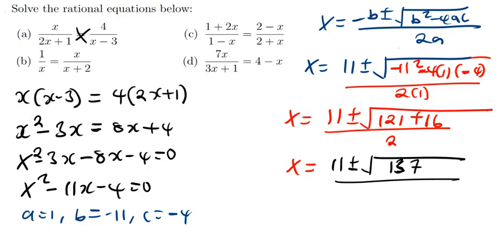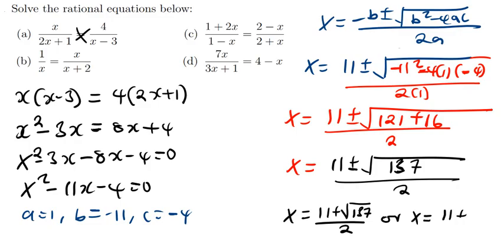137 divided by 2. Now at this point, I can just say that my x is equal to 11 plus the root of 137 divided by 2, or x should be equal to 11 minus the root of 137, you divide that by 2. So these are the solutions.